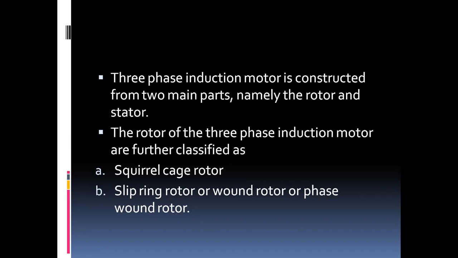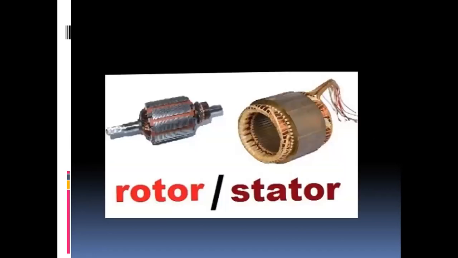Coming to the rotor of a three-phase induction motor, the rotors are basically of two types. These are the squirrel cage rotors and the slip ring or wound type, also called phase wound rotors. This diagram shows the construction of the stator and that of the rotor.